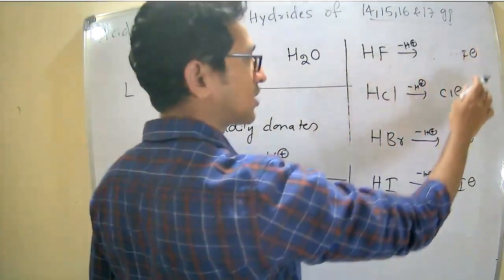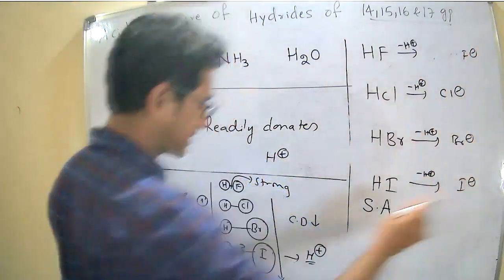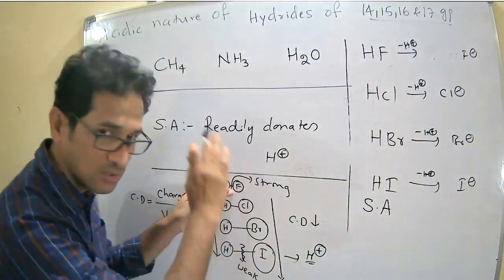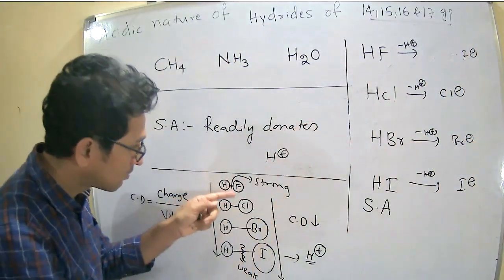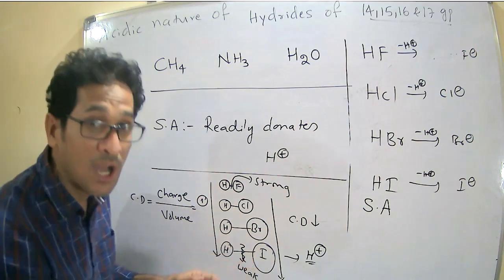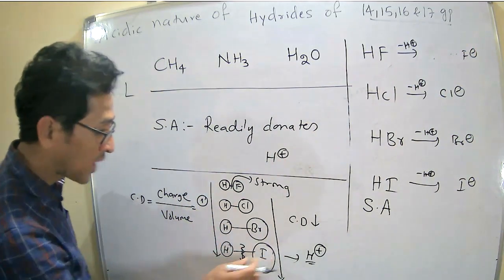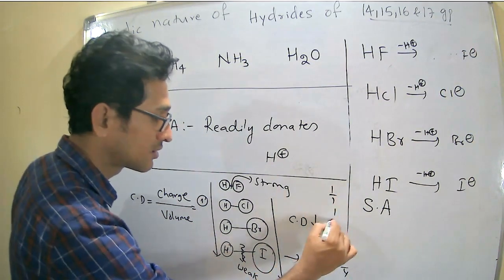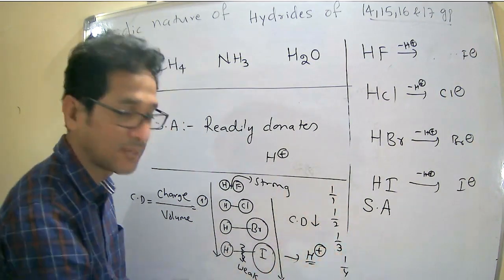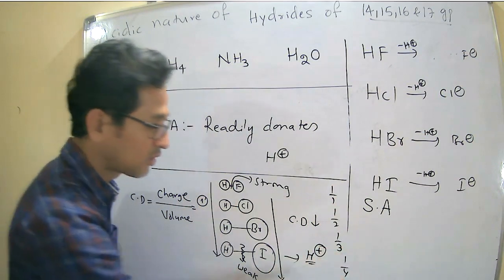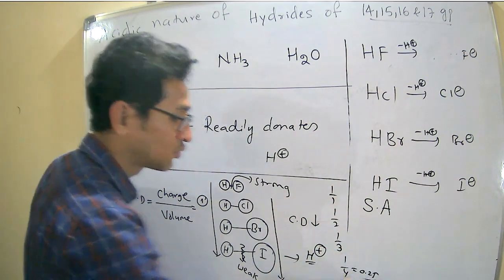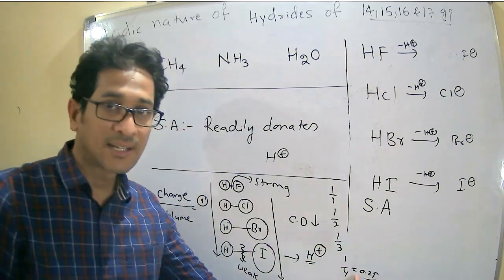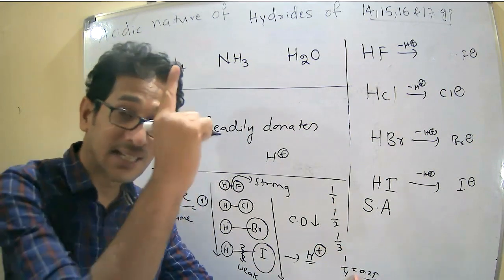Charge is 1 here, 1 here, 1 here, 1 here. The charge is constant, 1. But the volume is increasing, more volume. For example, 1 by 4 in this case: fluorine 1 by 1, chlorine 1 by 2, bromine 1 by 3, iodine 1 by 4, which is equal to 0.25. So the charge density is decreasing.